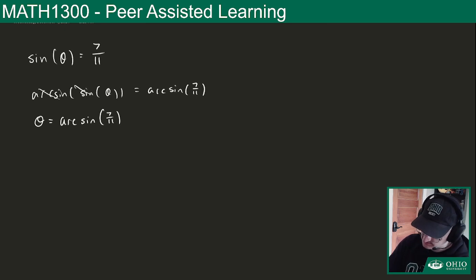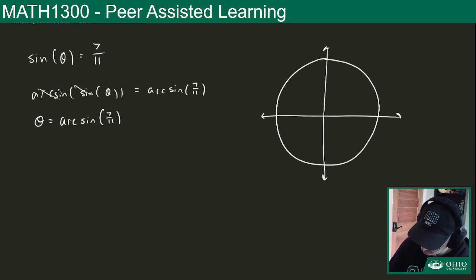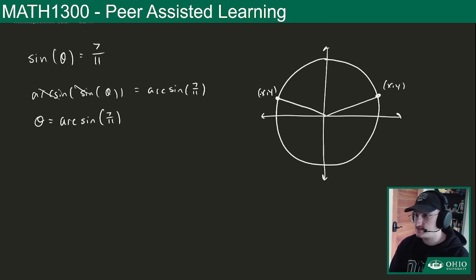But then we want to keep two things in mind. First thing we need to keep in mind is that sine is an output of a y value. So let's say that 7 over 11 is right here. That's an xy output value. But the reference angle on both sides, that's going to be negative x, is the exact same. So I could just as easily have an output value on the other side of the circle. So we actually need to take care of two values.